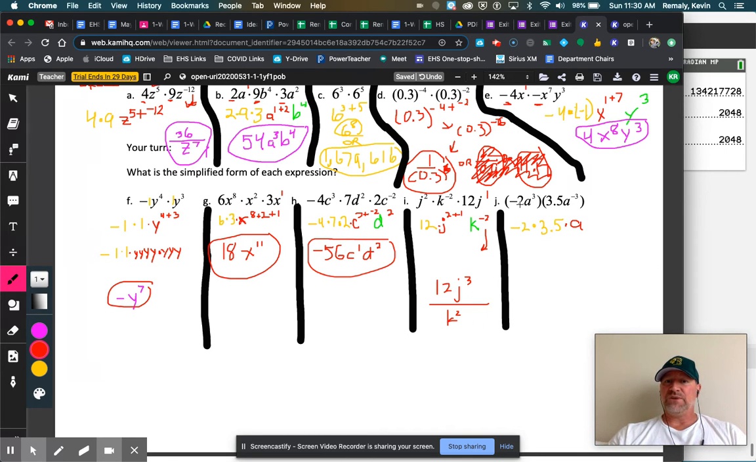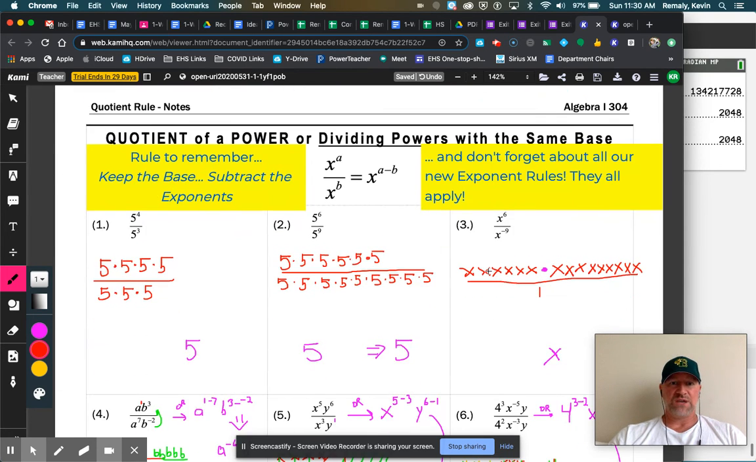And then finally here, we have negative 2 times 3.5. That gives us negative 7. And then we have a to the third plus, actually, we're adding 3 plus negative 3. And of course, what we're going to end up getting is a to the 0. And of course, anything to the 0 power is 1. So our final answer is just going to be negative 7 in this particular case. Okay, so there's all our answers when we're multiplying those common bases.